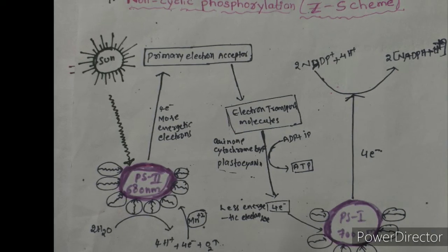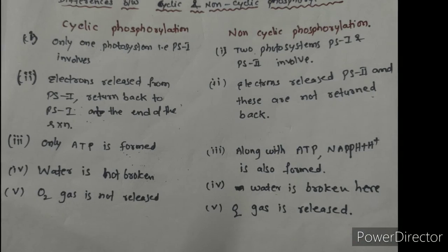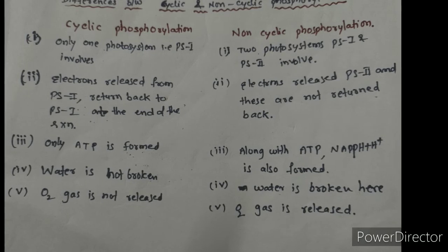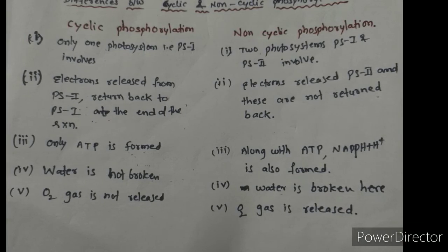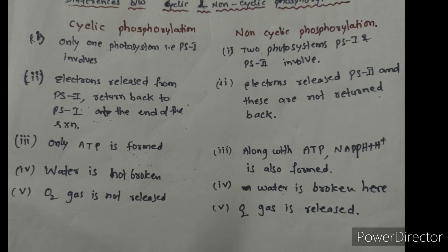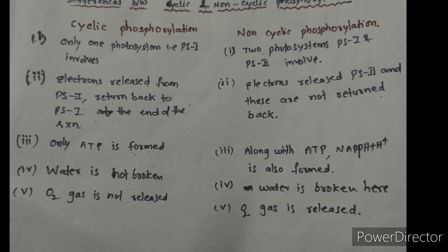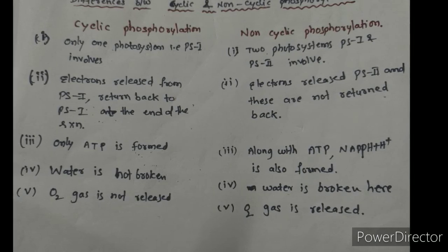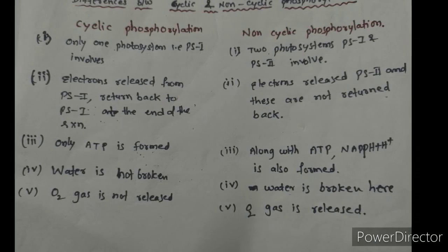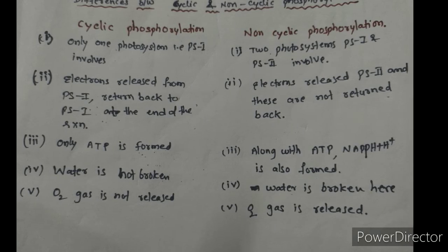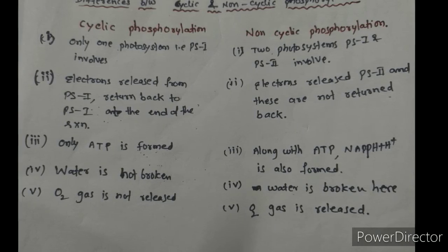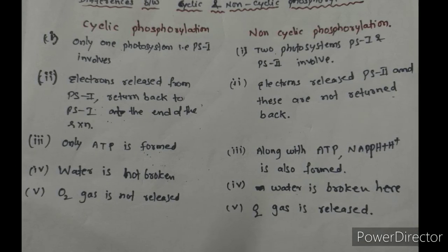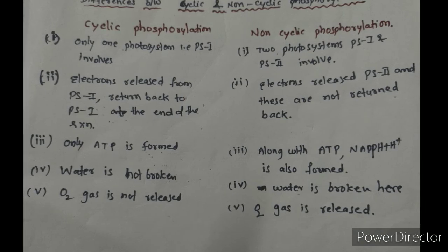Now we go for the differences between cyclic phosphorylation and non-cyclic phosphorylation. In cyclic phosphorylation, only photosystem 1 is involved, whereas in non-cyclic phosphorylation, photosystem 2 and 1 both are involved. In cyclic phosphorylation, oxygen gas is not released. In non-cyclic phosphorylation, oxygen gas is released. In the cyclic process, only ATP is formed, whereas in the non-cyclic process, ATP as well as NADPH and H plus ions are formed. In the cyclic process, water is not broken. In the non-cyclic process, water is broken.